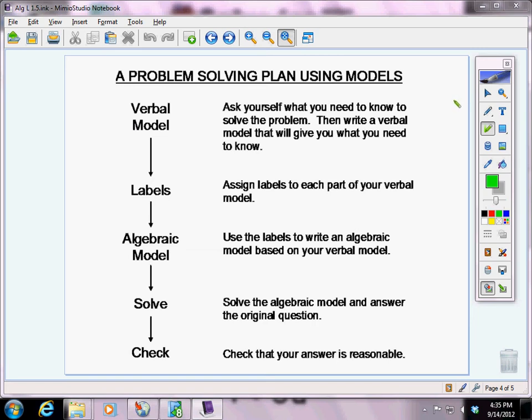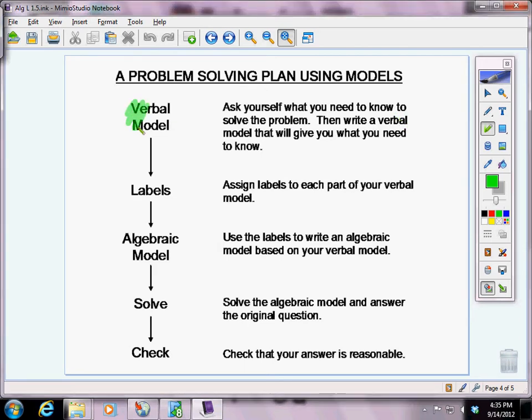The second part of our lesson on problem solving is using a problem solving plan to solve problems. There are lots of different ways and models to solve problems, but let's take a look at this one here, a problem solving plan using models. Really, most of them are going to be similar.